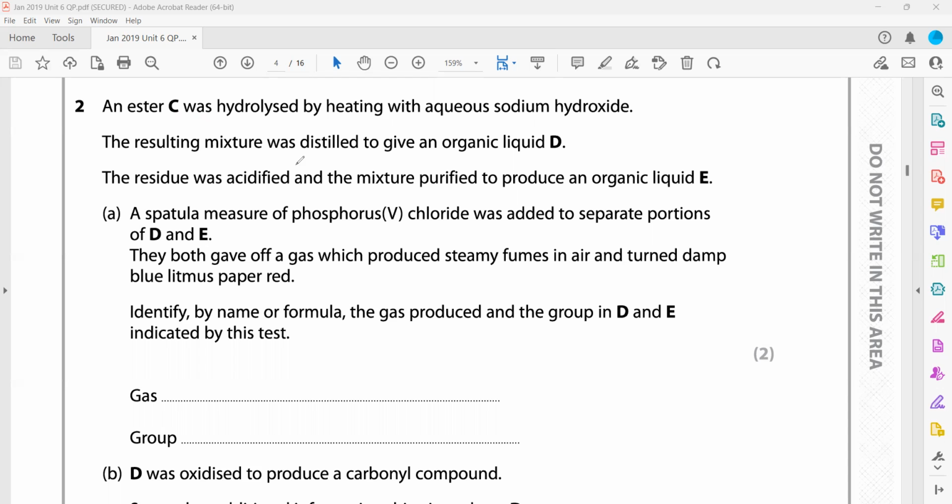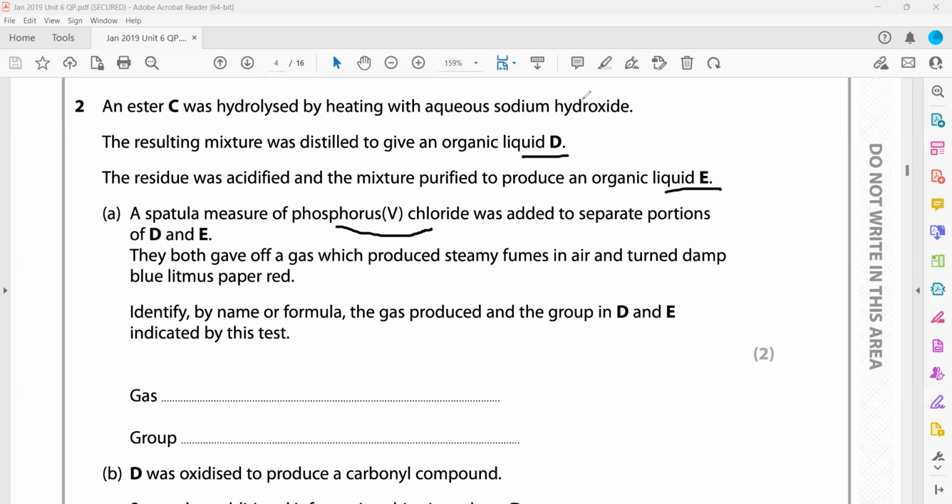So we have ester C, which we hydrolyze by heating with sodium hydroxide. As a result, the resultant mixture was distilled off to give an organic liquid D, and the residue was acidified and the mixture was purified to produce an organic liquid E. A spatula measure of phosphorus(V) chloride, PCl5, because whenever we do hydrolysis, it will produce carboxylic acid and alcohol.